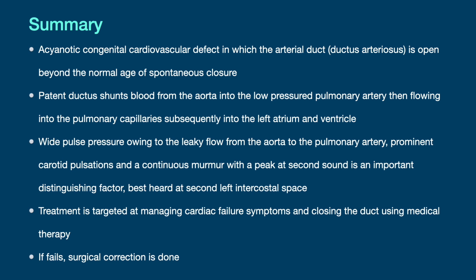Important signs to look out for are wide pulse pressure owing to the leaky flow from the aorta to the pulmonary artery, prominent carotid pulsations, and a continuous murmur with a peak at the second sound, which is an important distinguishing factor, best heard at the second left intercostal space. Treatment is targeted at managing cardiac failure symptoms and closing the duct using medical therapy. If this fails, surgical correction is done.